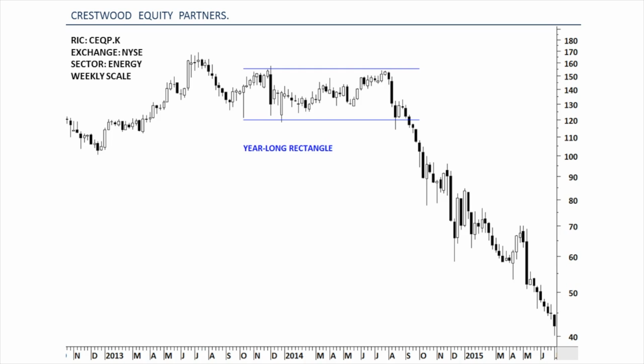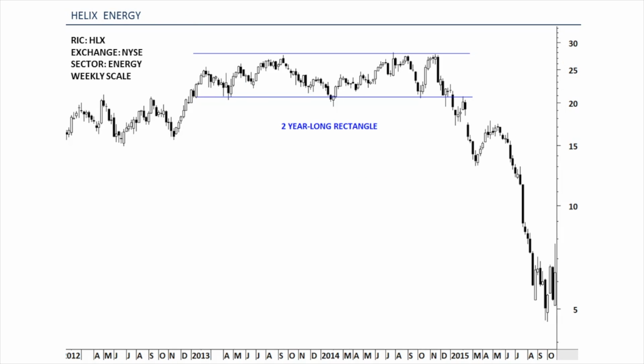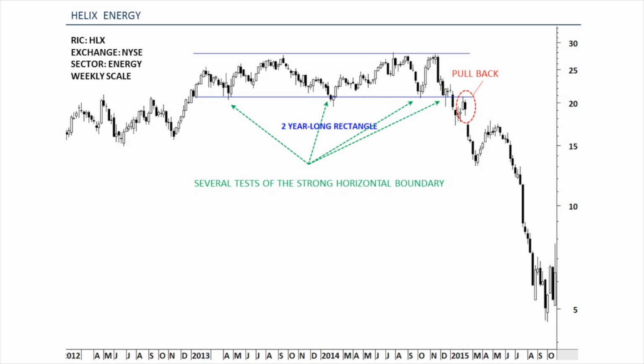Crestwood Equity Partners formed a year-long rectangle, and the breakdown took place in the last quarter of 2014, following the breakdown on the Brent crude oil. In this case, the rectangle acted as a reversal chart pattern. Well-defined horizontal boundary was tested several times before the breakdown took place. Helix Energy took longer to complete the distribution phase. The lower boundary of the 2-year-long rectangle broke down in the beginning of 2015. Following the breakdown, there was a pullback to the chart pattern boundary.